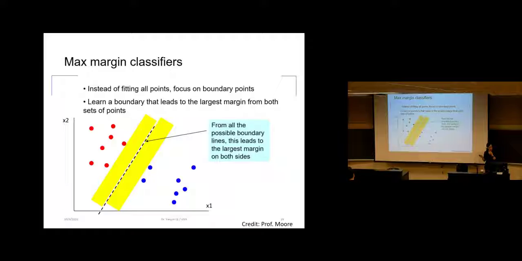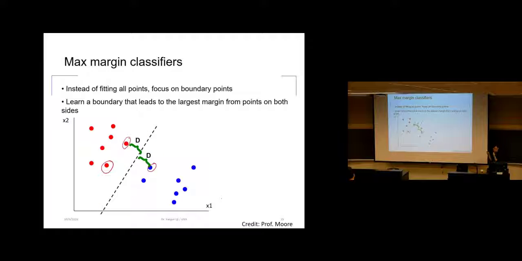So the whole idea of the support vector machine is that, rather than focusing on all the points, I'm focusing only on boundary points. I'm learning a boundary that leads to the max margin, like I said. Those points are called support vectors, and this margin is one of the goals I need to maximize.